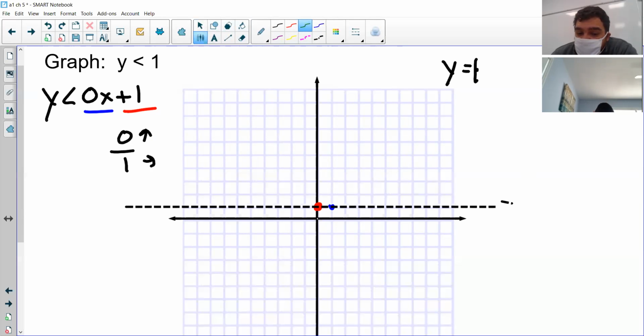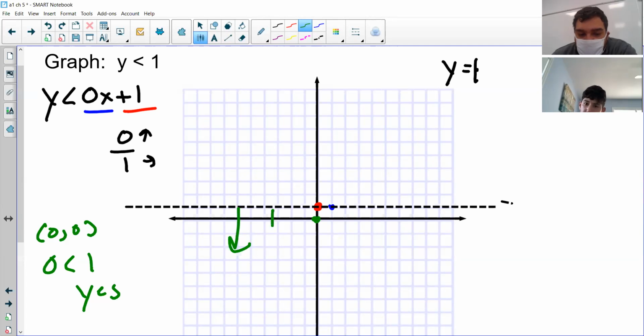With that in mind, in this case, 0,0 is not on the line. So I could just test 0,0. Again, you could pick anything. So I'm going to plug this into the original equation. There's no x to plug in, so I only plug in y. 0 less than 1. The question is, is 0 less than 1? Yeah. And since 0,0 is below this line, you're going to color it down this way.